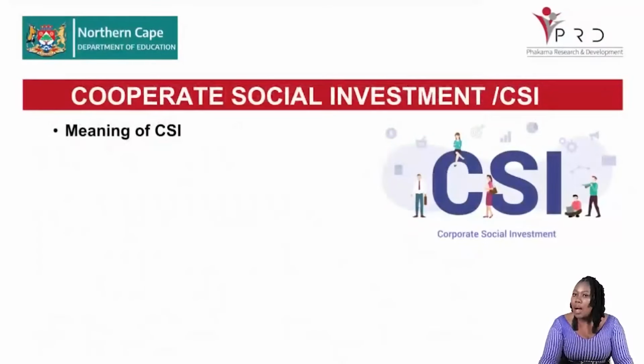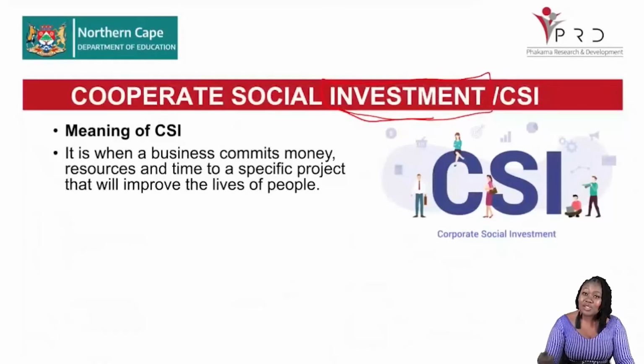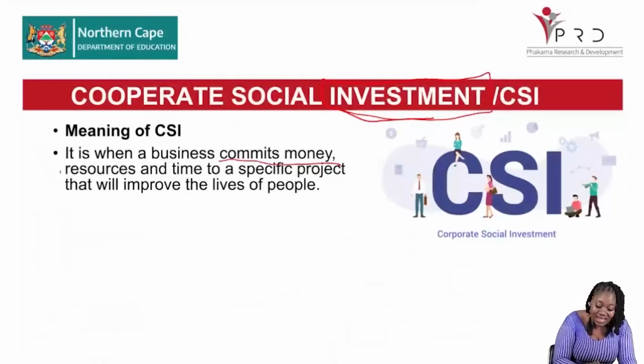Okay, now our third unit, corporate social investment. So you'll realize that the difference between CSR and CSI is the fact that CSR is corporate social responsibility and this one is corporate social investment. Now, what is corporate social investment? It is when a business commits what? Money. And also the business commits resources, and they also commit their what? Their time to a specific project that will improve the lives of people.